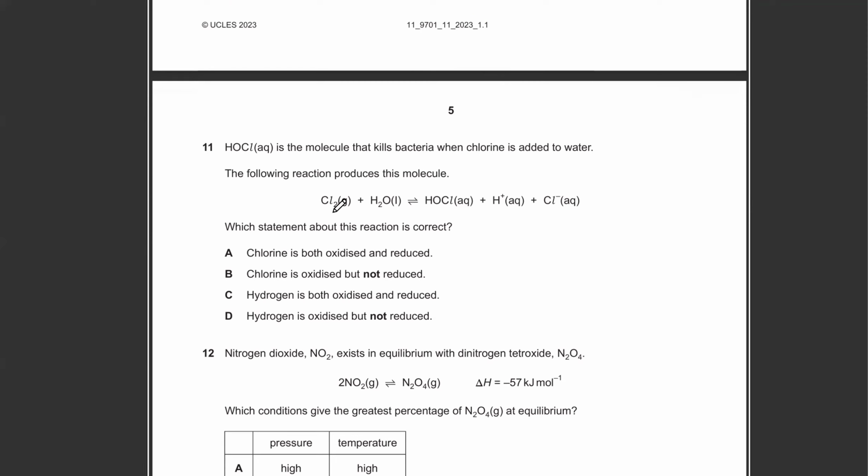You've got this reaction. He says that this kills bacteria. Which statement about this reaction is correct? Chlorine is both oxidised and reduced. Yeah, that does happen, because chlorine is 0 over here. What is the oxidation state of chlorine in HOCl? It's +1. Here that's +1, and over here it's again -1. So it's getting oxidised and it's getting reduced.